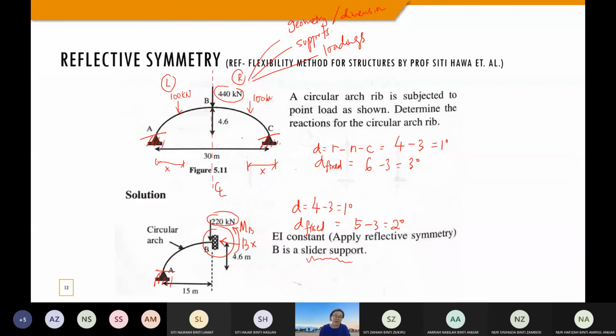Okay, but if you have 100 kilonewton in your system, here at the X from A, you will remain 100 kilonewton. Okay, because it is not acting at the central line. Okay, so this is the first thing I want to share with you about the beauty of reflective symmetry, and you will use this also in the stiffness method later. Okay, so I have two more items to share with you.